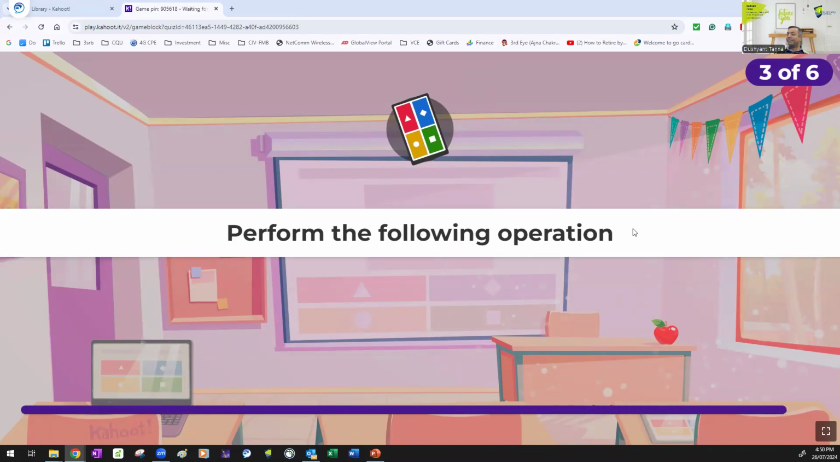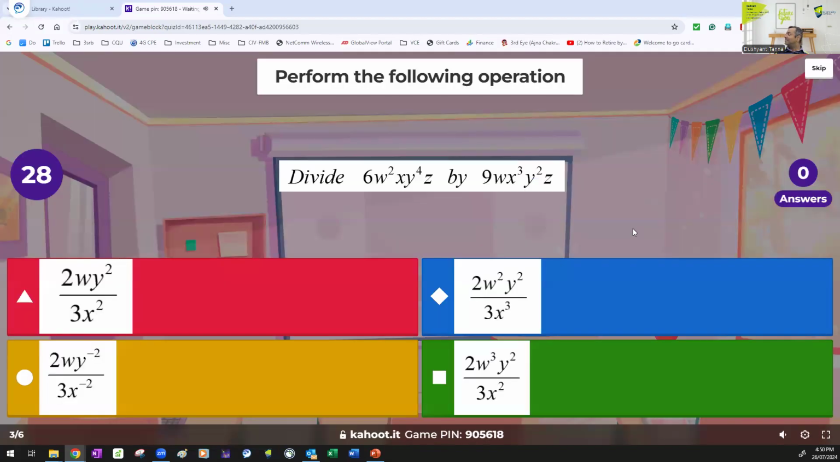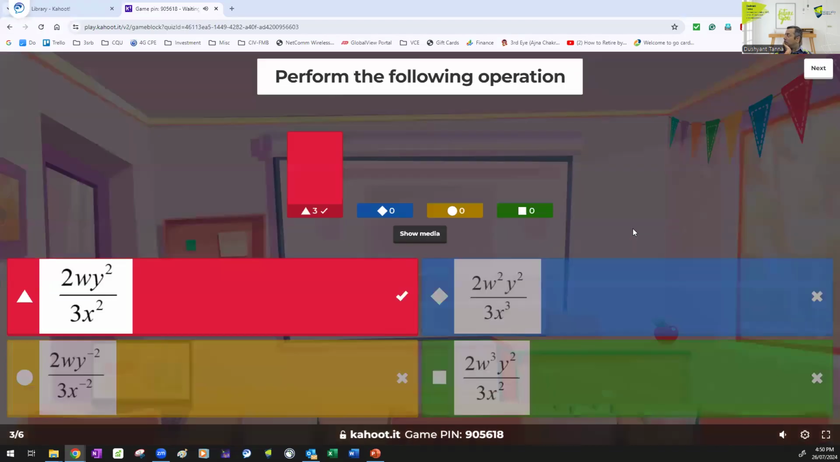Perform the following operations. 3, 2, 1. Yes.